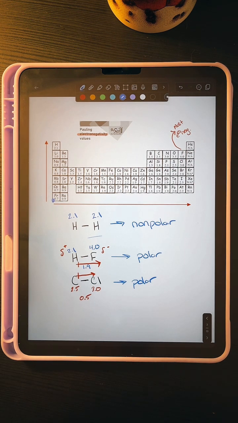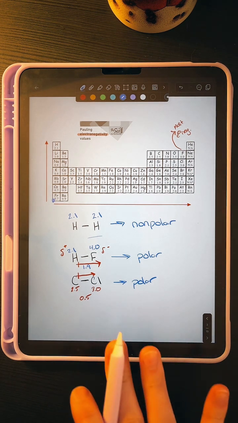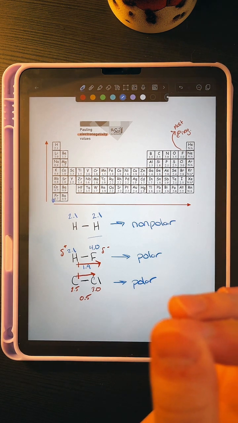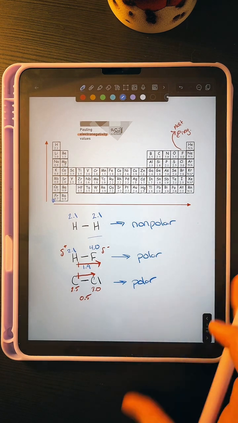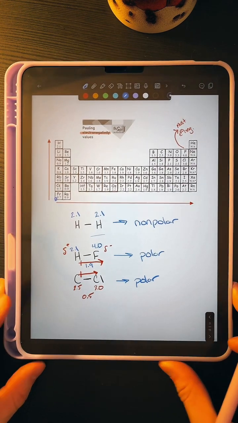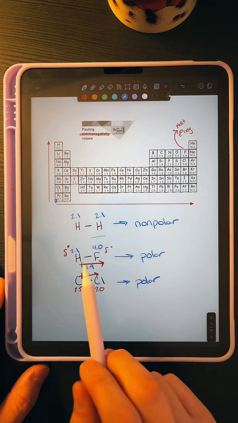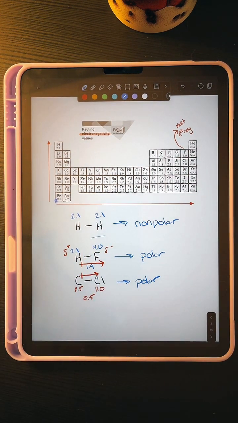Polar means there's a value difference. Nonpolar means there's no value difference. Exactly. Most of the time, nonpolar means there's no value difference. If there's a value difference of like 0.1, it's going to be slightly polar, but it's going to lean towards nonpolar. But for your purposes, absolutely yes. So if there's a difference in our electronegativities, we're going to have an unequal share of our electrons. What about a CH bond?